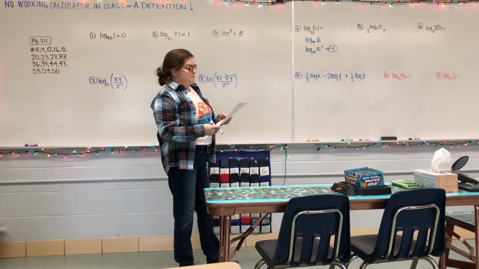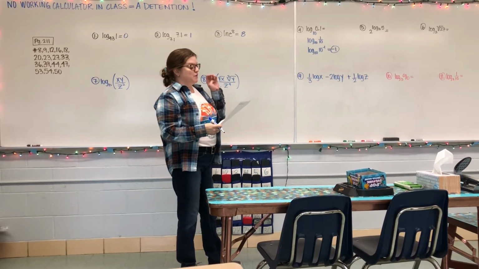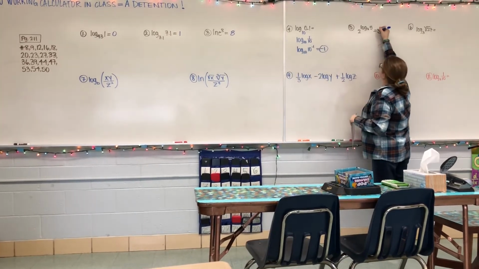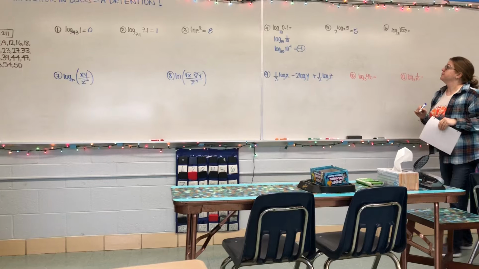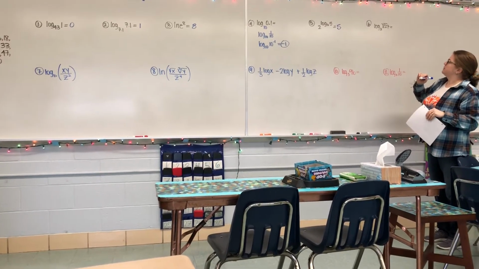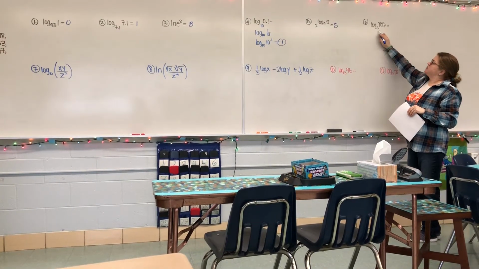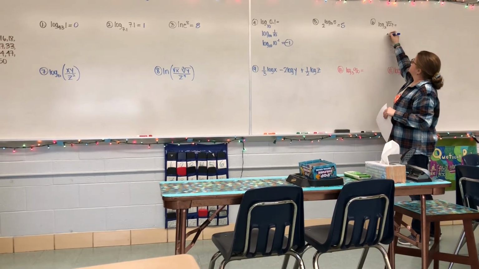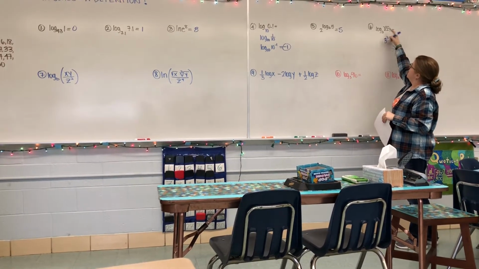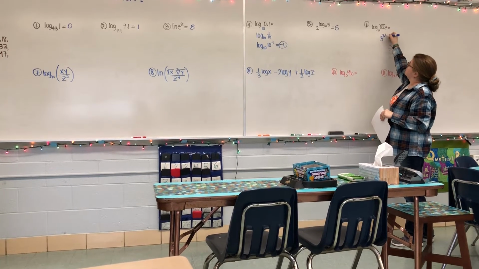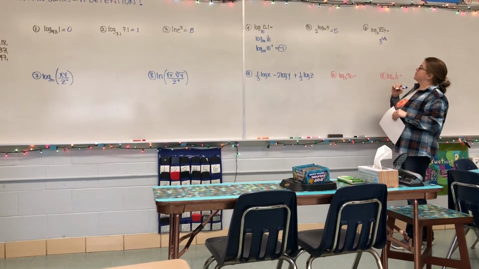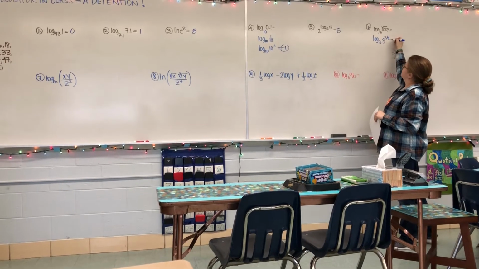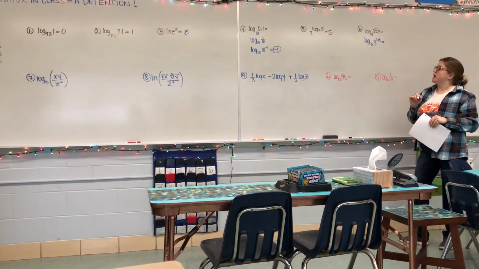Okay? Number 5 is using rule number 4 from section A. So this will just equal a 5. Okay? Number 6, we have to think about a little bit more. Since it's base 3, we can rewrite 27 as 3 cubed. And then since it's a square root, that would be 3 to the 3/2 power. So this is log base 3 of 3 to the 3/2 power.